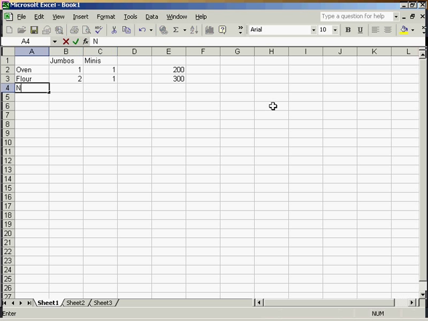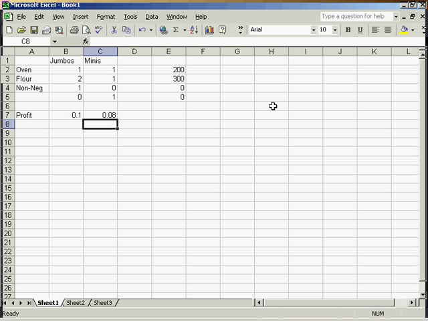The final two constraints were non-negativity constraints. They are entered by saying 1, 0, and 0, signifying that the jumbos are greater than or equal to 0, and 0, 1, and 0, signifying that the minis are greater than or equal to 0. We will then skip a row and enter our profit equation. The coefficient in front of jumbos for our profit equation was 10 cents, because that's the profit made on the jumbos, and 8 cents for the minis.